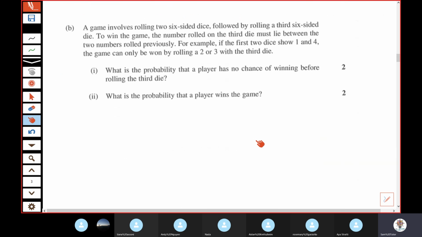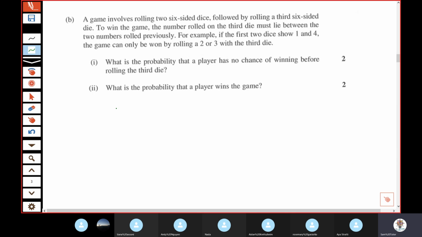A game involves rolling 2 6-sided dice, followed by rolling a third 6-sided die. To win the game, the number rolled on the third die must lie between the 2 numbers rolled previously. For example, if the first 2 dice show a 1 and a 4, the game can only be won by rolling a 2 or 3 with the third die. What is the probability that a player has no chance of winning before rolling the third die?